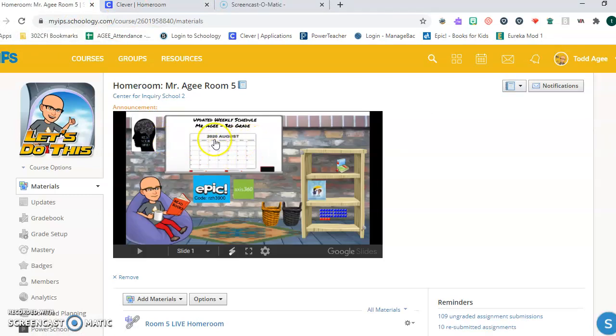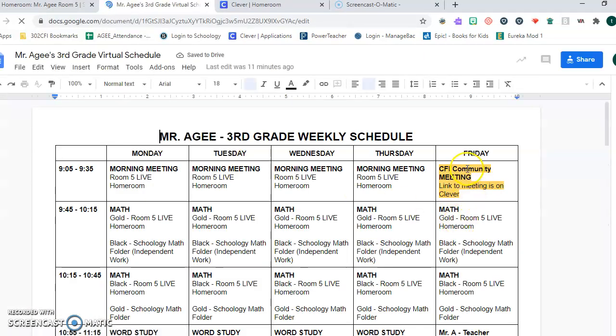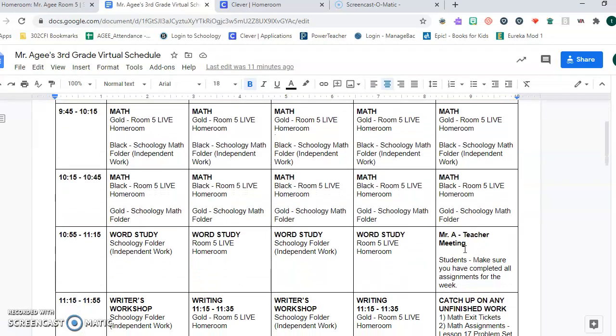And this says 2020 August. It's an image that I can't change, but it is an updated weekly schedule. So when you click into here, it actually has your specific schedule for Fridays. So you know we don't have our morning meeting. We have our regular math live sessions.